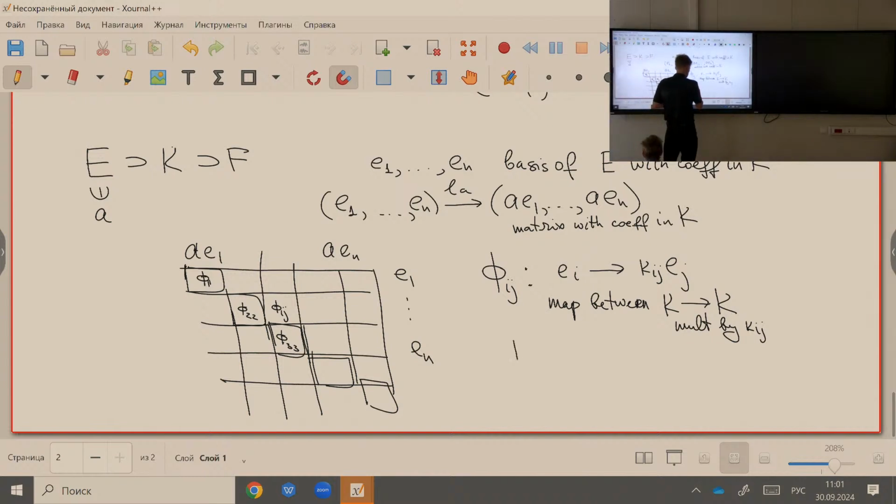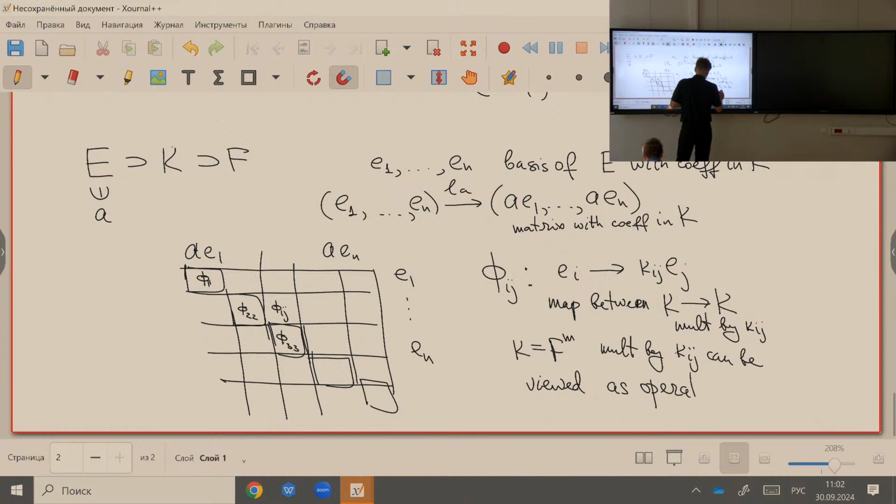So if K is equal to F to the power m, multiplication by k_ij can be viewed as an operator from F^m to F^m.